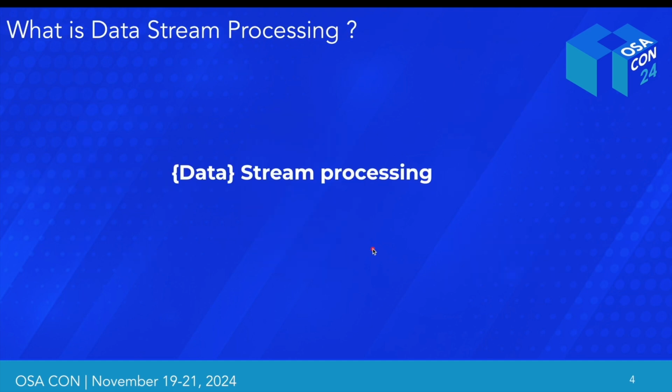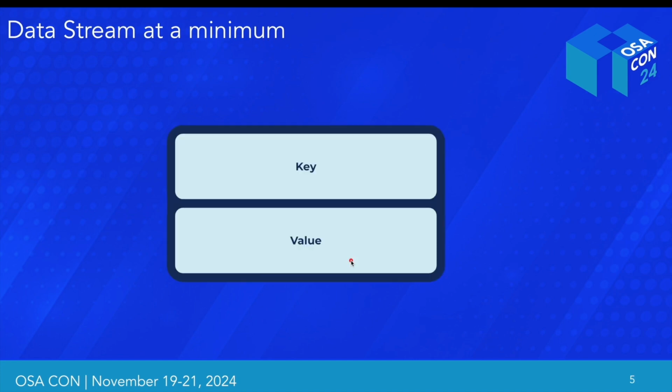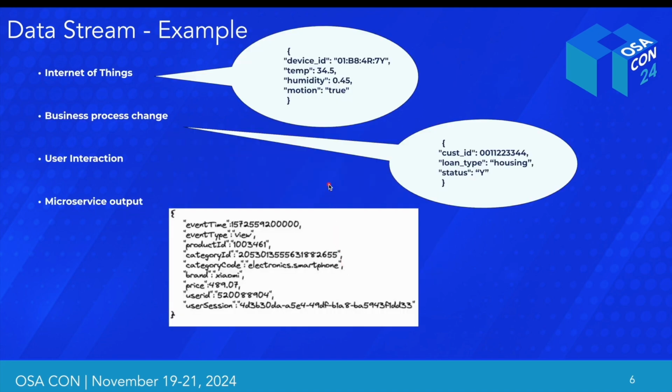Now, we have talked about data stream processing, but what is a data stream? Let's break it down. A data stream consists of packets of data or events. At a minimum, it contains a key and a value to uniquely identify the data event. For example, for an Internet of Things (IoT) sensor, the data stream could have device ID and records of temperature, humidity, etc. Similarly, for a business process change, the customer ID and the change in status would be important data.